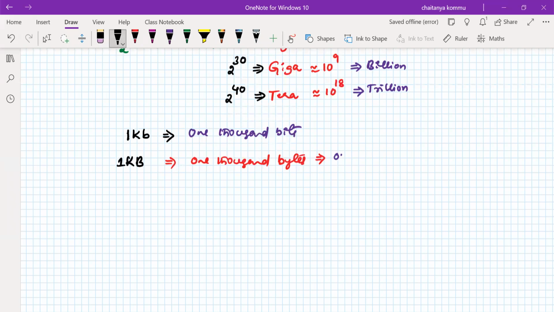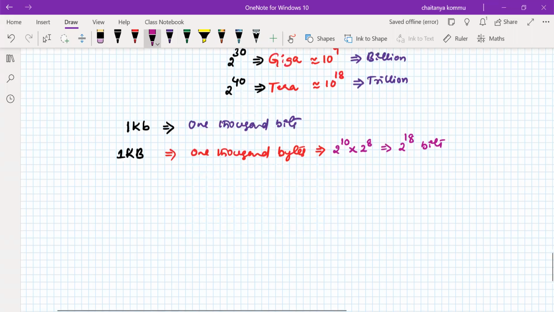Okay, 1000, that means 2 power 10, is multiplied with 8, since 1 byte stands for 8 bits. So what is the value? 2 power 13 bits. Or I can simply say it in any meaningful way. Okay, it's better to write 2 power 13 bits. It's not a big deal.